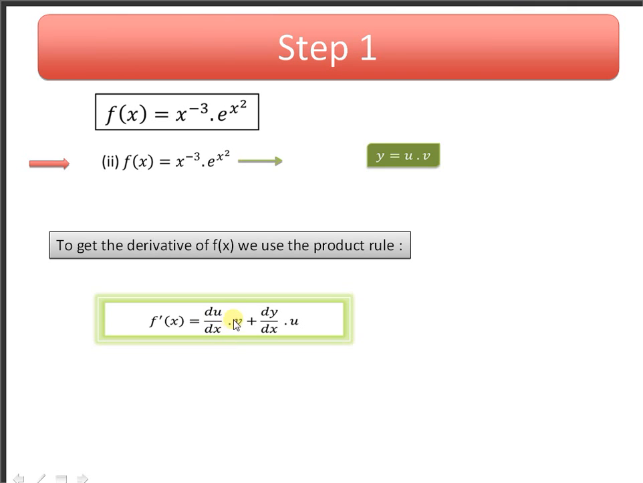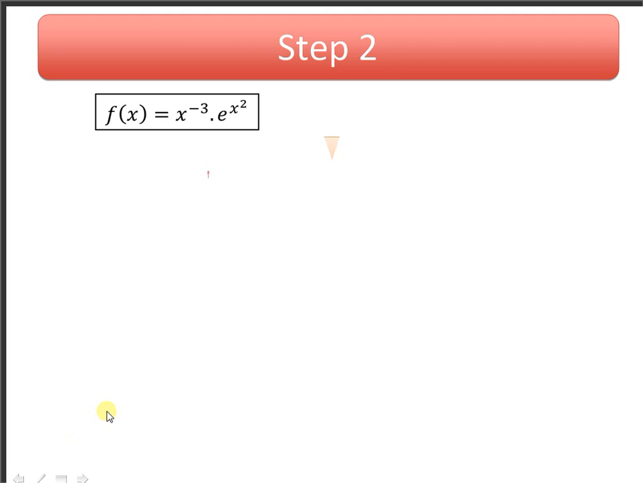To follow this rule, we must take the derivative of our u value, so du/dx, and we multiply that by our v value. We then add this to the derivative of our v value, dv/dx, multiplied by our u value. When all of this has been done, we will be left with the derivative of f(x), or our f dash of x as it's called. So let's give this a shot. Our f(x) value is x to the power of minus 3 times e to the power of x squared, and we have broken it into two parts so that u is equal to x to the power of minus 3 and v is equal to e to the power of x squared. We will now follow the product rule to get our answer.